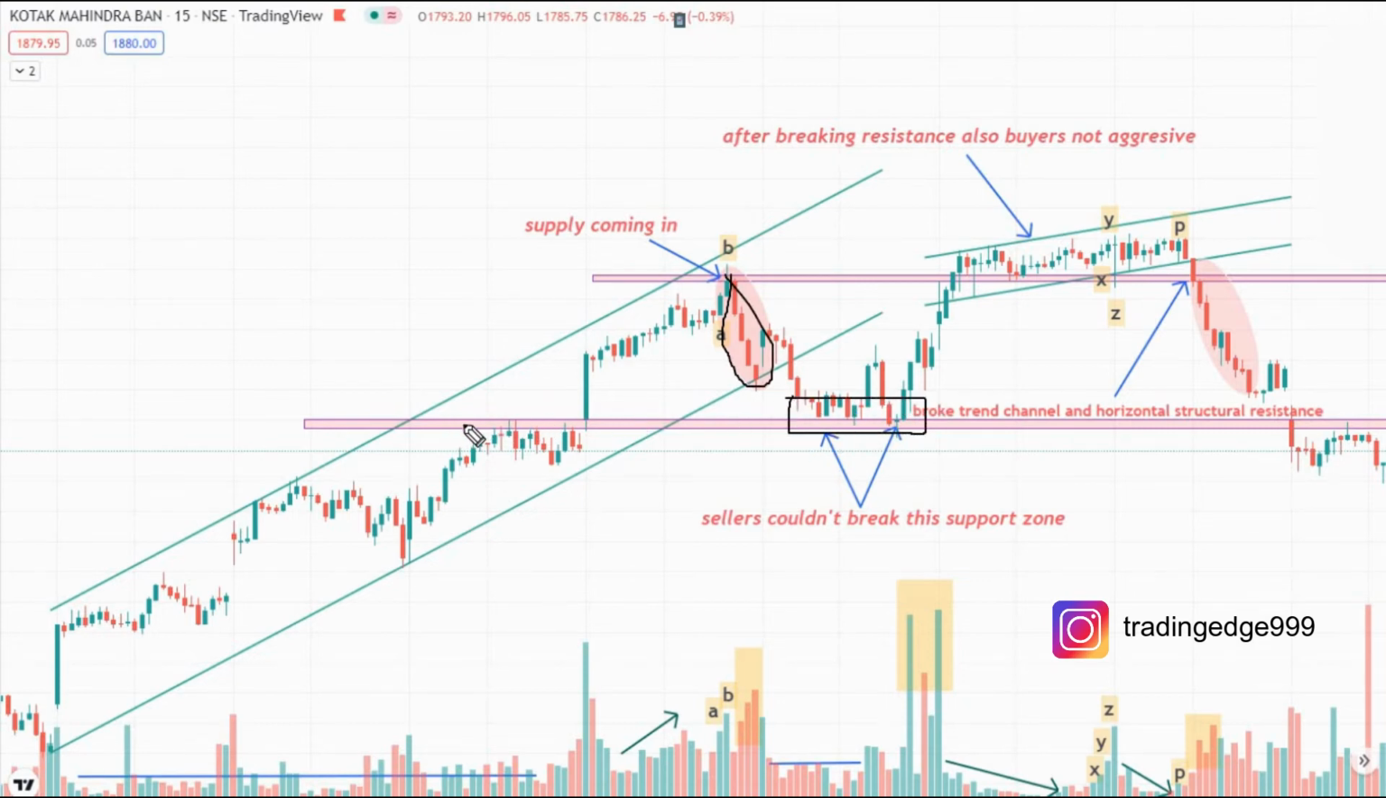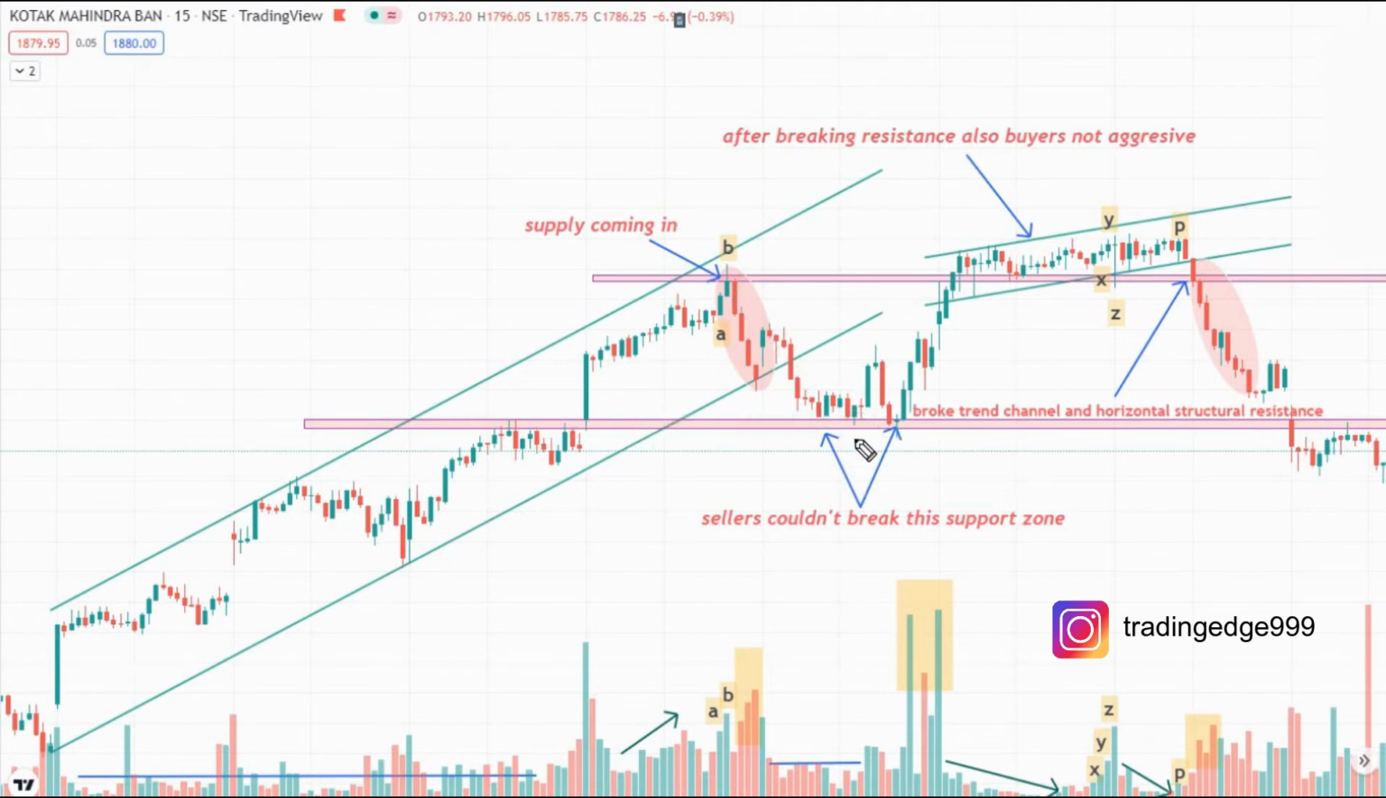Where? At the support level. Remember, from here previously prices have moved up aggressively towards the upside. So the first time when prices come again to this level, there will be potential buying pressure. So this is an assumption.